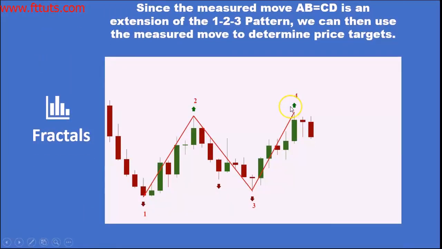So since the measured move AB equals CD is an extension of the 1, 2, 3 pattern, we can then use the measured move to determine price targets. So A, B, C, D. So if we enter at our 3 level, then we kind of know where our 4 level is, and that's where we trade to, and that one was basically at our 2 level.